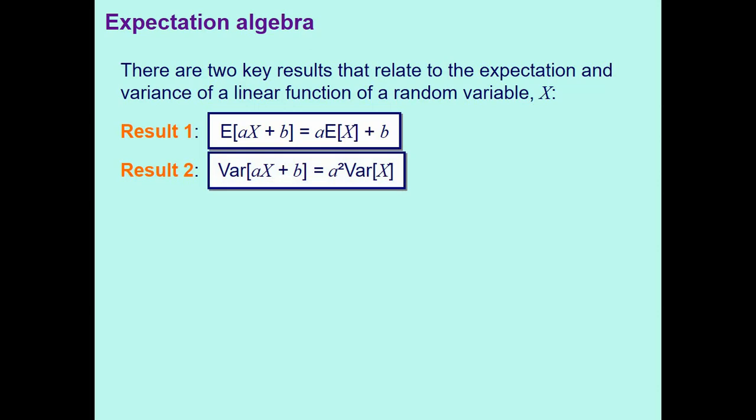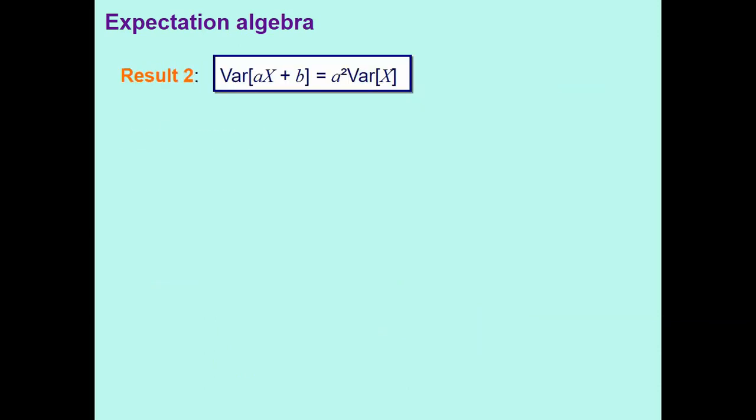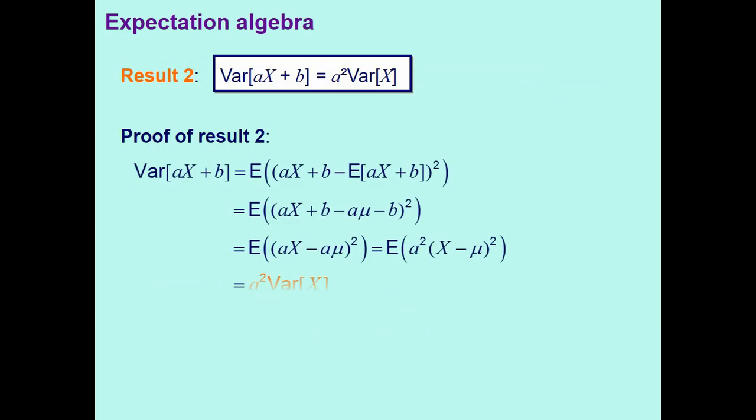Slightly more complex for the variance, because we decided that the plus b doesn't have any impact. So it's simply a squared times the variance of x. There are proofs of these two results here, so I'm just going to put them on the screen. It'd be worth pausing the video, having a look through, and then you can ask me about anything you're not sure of in the next lesson. Similarly here, the proof for result 2, have a look and ask me if you're not sure.